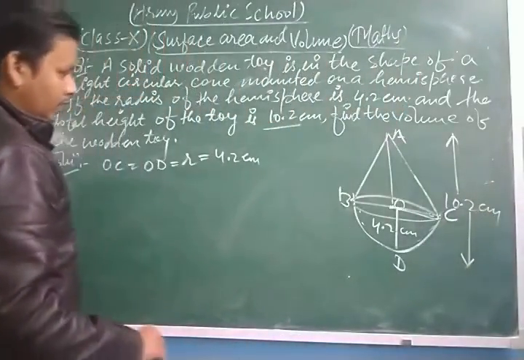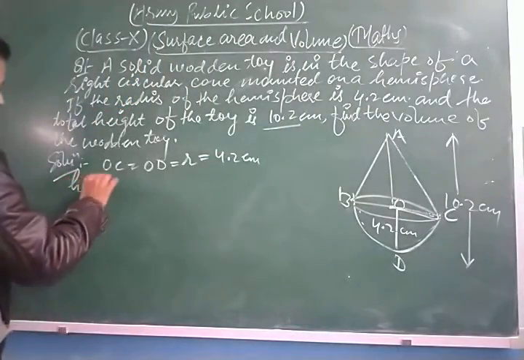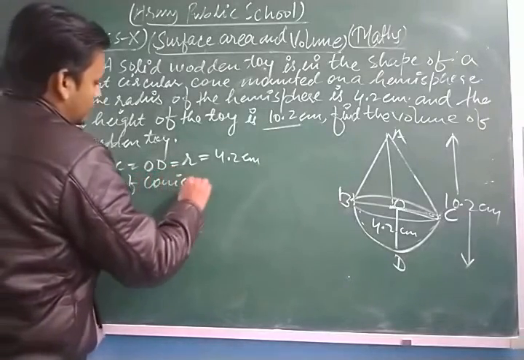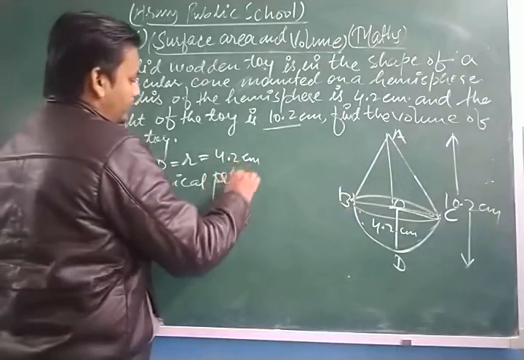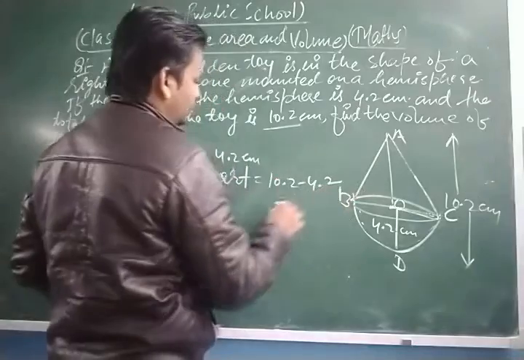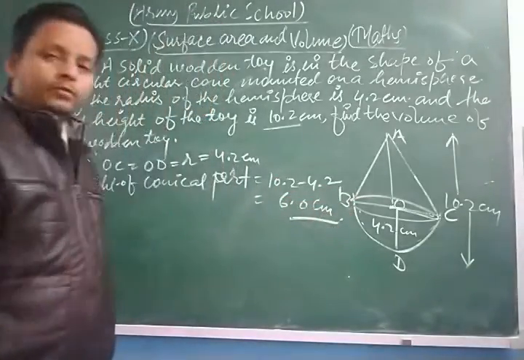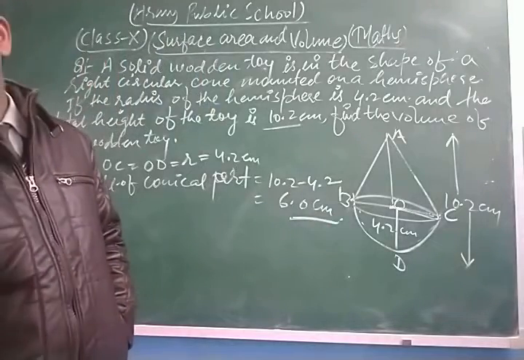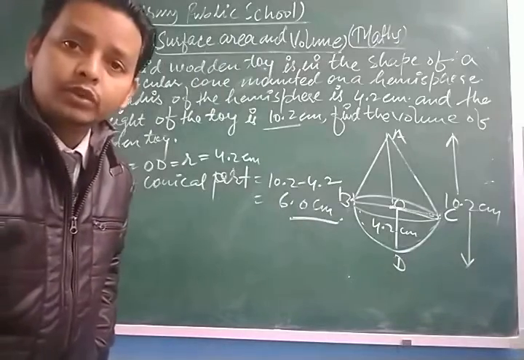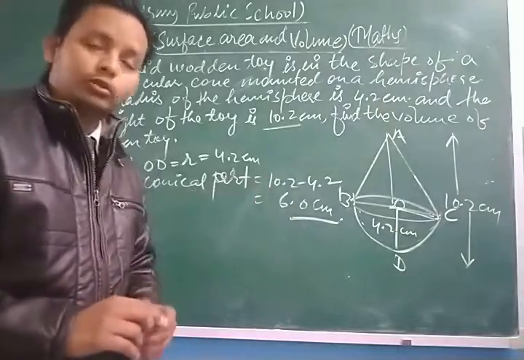Now, the height of the conical part will be what? Height of the conical part is 10.2 minus 4.2, that is 6.0 centimeter. 6.0 centimeter is the height of the conical portion. But now we find the total volume of the toy.